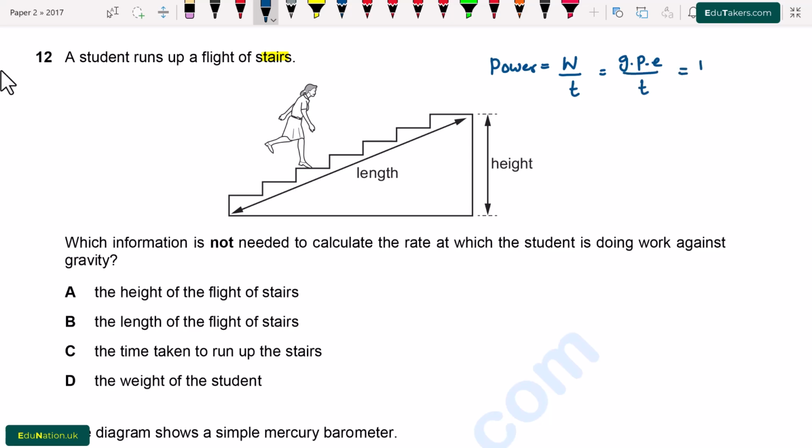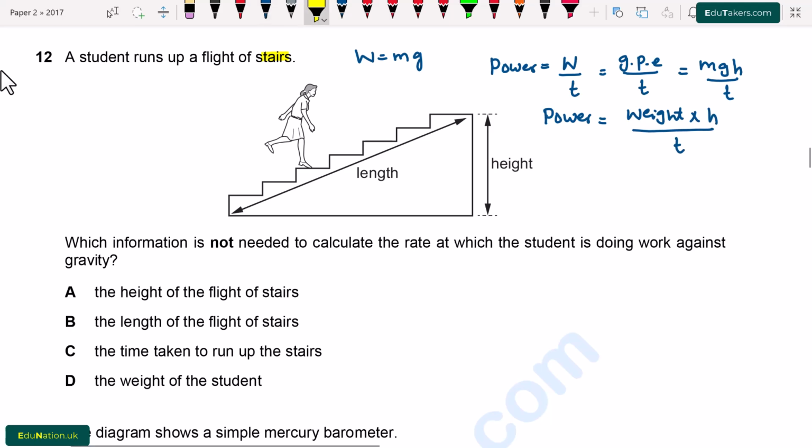Gravitational potential energy is equal to mgh and here is time. We also know that weight is equal to product of mass and gravitational field strength. So I write here power is equal to weight multiplied by height divided by time. Now we see the options. Option A, the height of the flight of stairs. B, the length of the flight of stairs. C, the time taken to run up the stairs. D, the weight of the student. So which thing is not needed in order to calculate the power?